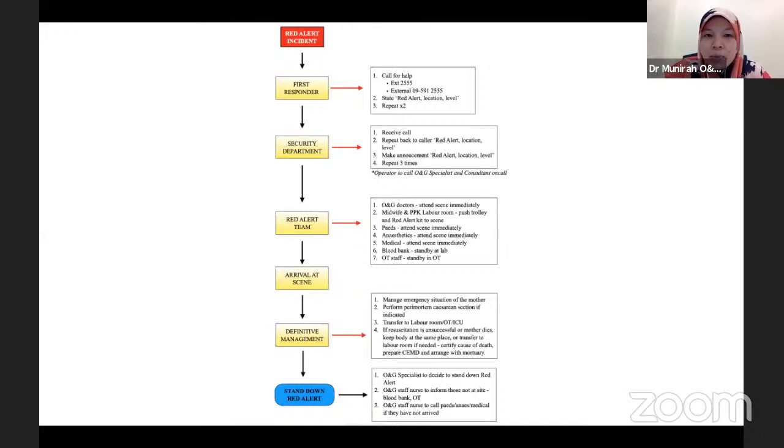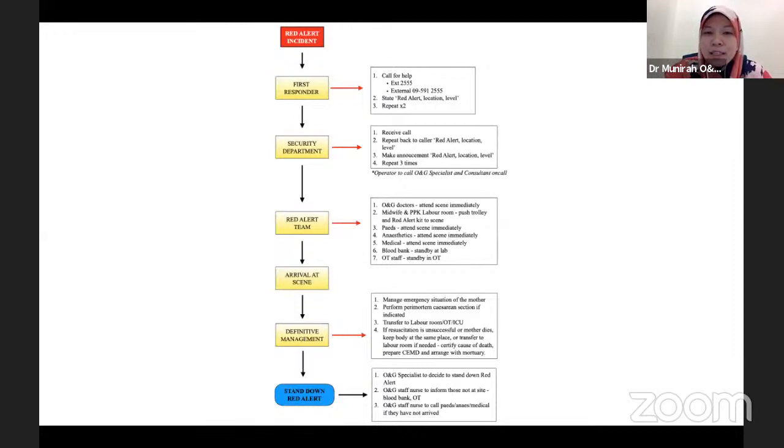The security department will receive the call and repeat back to the caller to confirm whether the message has got across, and make the announcement 3 times. So this is where the operator comes in, because the ONG specialist and the consultant on call, if it happens out of hours, may not be on site. So they do need to be called separately. Thank you very much to the NST team for the question just now.